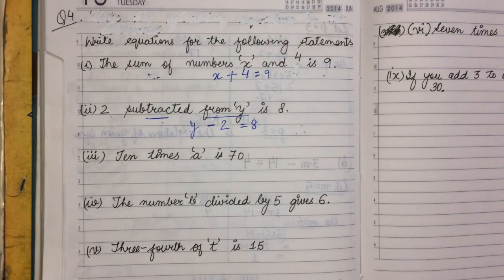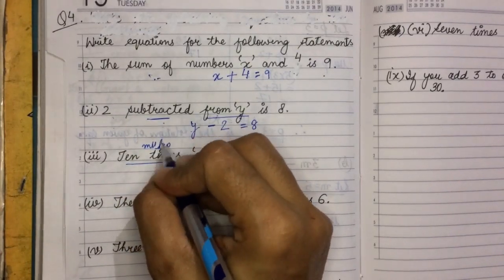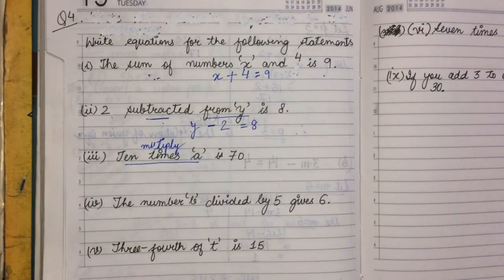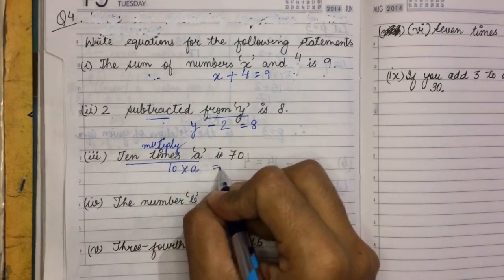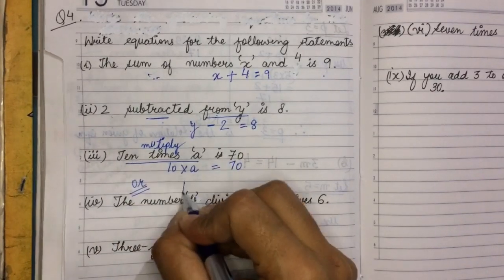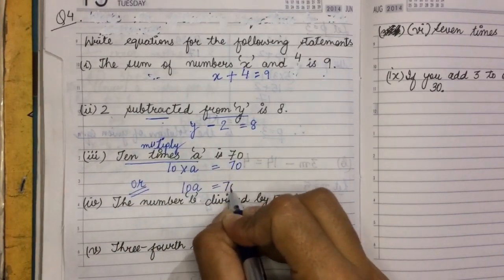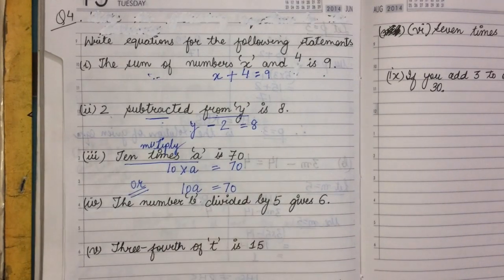Third part, 10 times a is 70. So 10 times a, this is multiplication. 10 times a means 10 multiplied with a. So 10 multiplied by a is 70. This can be simply written as 10a equals to 70. The sign of multiplication can be omitted. We learned this last year.